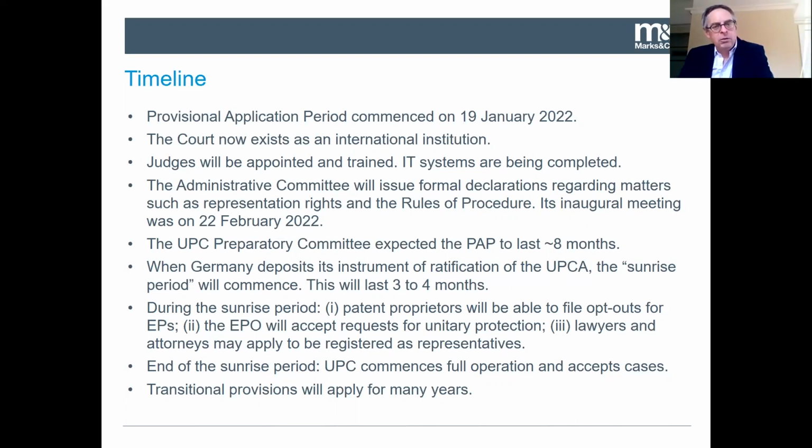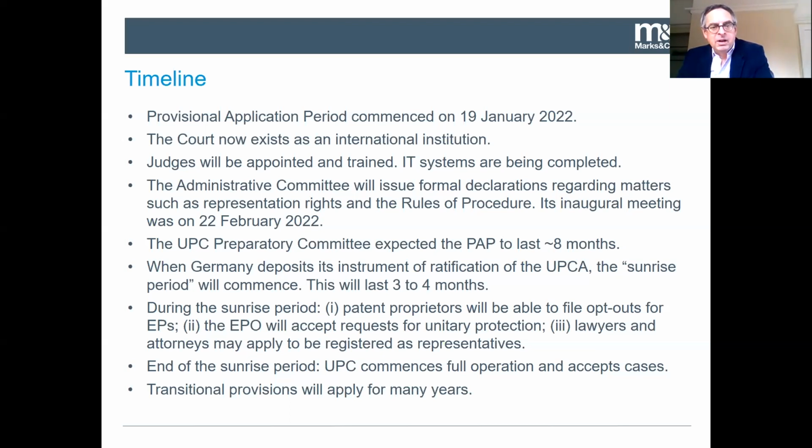As soon as it does so, a very important sunrise period will start. This will last 3 to 4 months, and during this period, patent proprietors will be able to file opt-outs of their European patents, their existing ones in particular, if they do not want those patents to be subject to the jurisdiction of the court. The EPO will also be able to accept requests for unitary protection for new European patent applications that are proceeding to grant, and there will also be the start of the registration for lawyers and attorneys to be official representatives before the court.